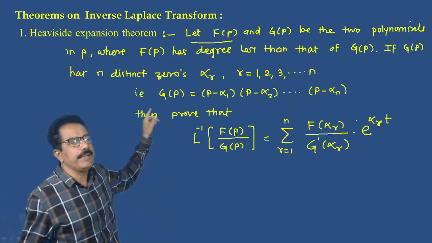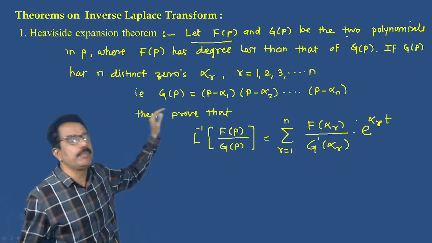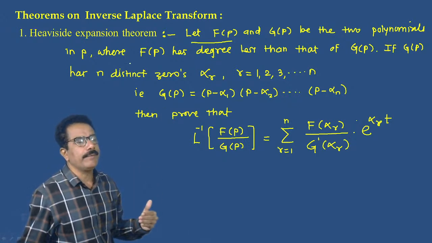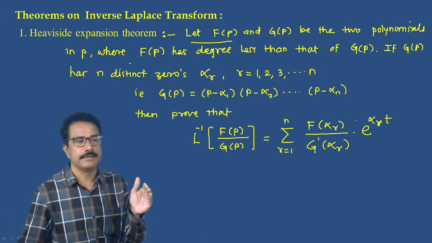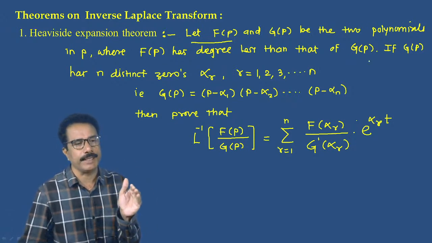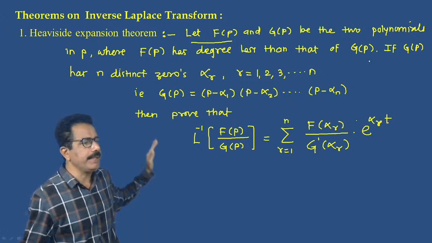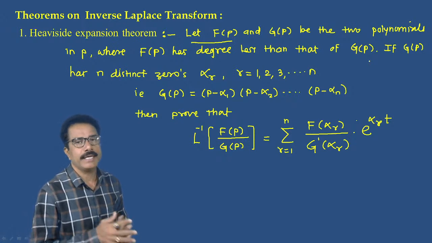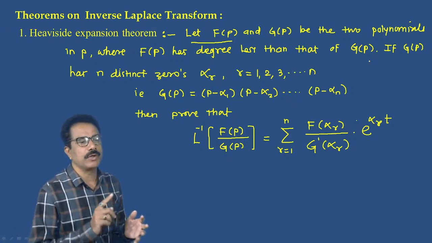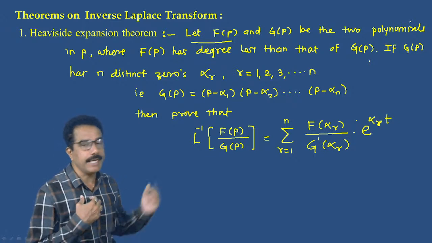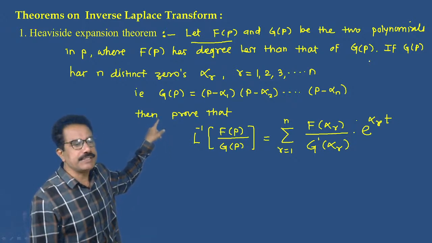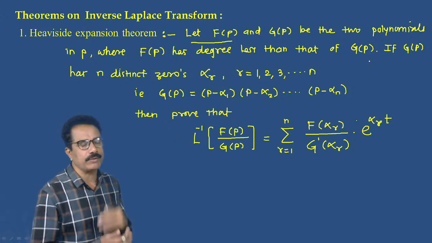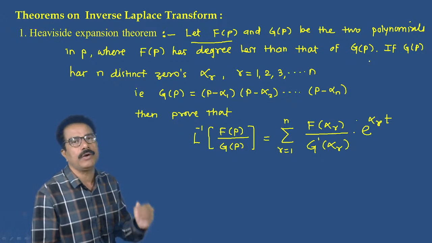Let F(p) and G(p) be two polynomials in p, where F(p) has a degree less than that of G(p). If G(p) has n distinct zeros alpha r, r equals 1, 2, 3, ..., n, that is, we can express G(p) in the factor form (p minus alpha 1) into (p minus alpha 2) into (p minus alpha 3) ... (p minus alpha n).